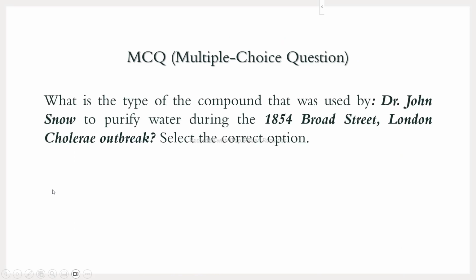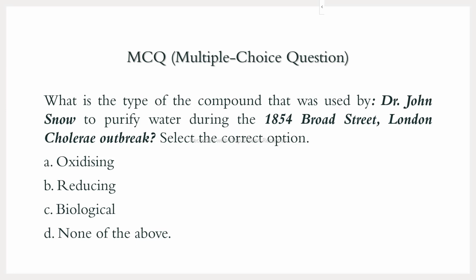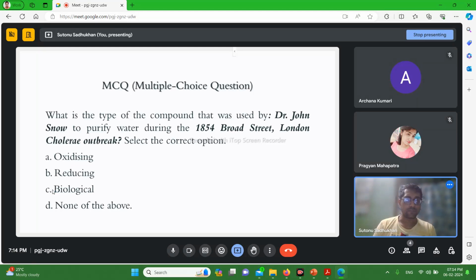So the first MCQ is, what is the type of the compound that was used by Dr. John Snow to purify water during the outbreak? You have to select the correct option, if you have watched the lectures delivered by Dr. Bhelanki. Option A is oxidizing, the compound was an oxidizing agent. Option B is reducing agent. Option C is the compound was a biological agent, and none of the above. You can type your answer in the chat box.